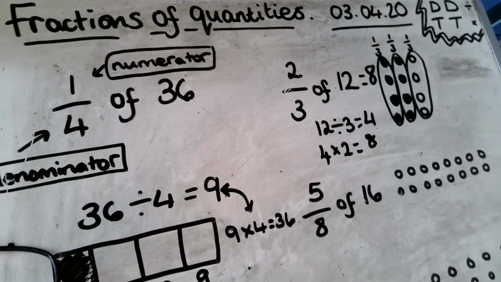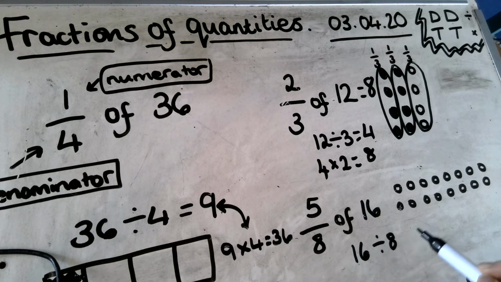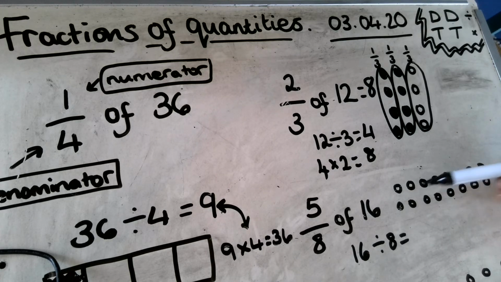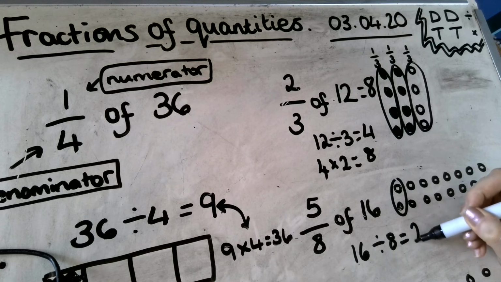Let's try another one. And then the last one we can have a little bit of a race and we can see who wins. So this question is 5/8 of 16. I divide my whole by my denominator. And as you can see here, I've split my 16 circles into groups of 8. So I have 1 group, 2 groups, 3 groups, 4 groups, 5 groups, 6 groups, 7 and 8. We know 8 eighths makes our whole. Now I need 5/8.